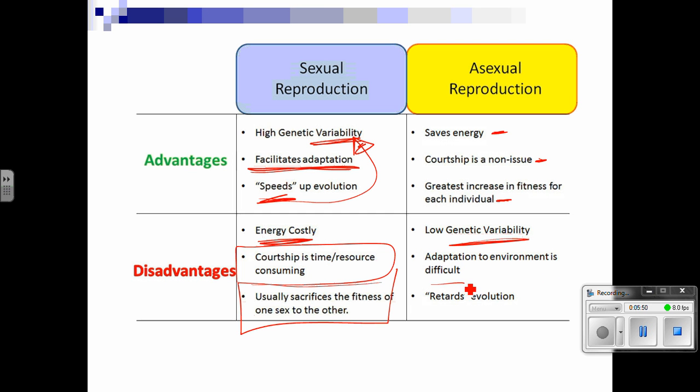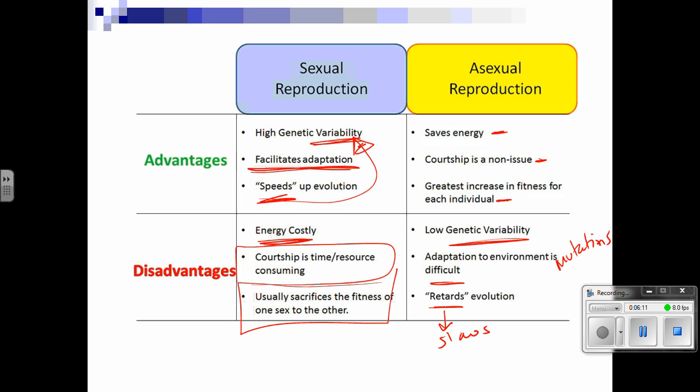Adaptation to the environment is difficult. It usually can occur through mutations, but aside from that, there's not much that's going to make them more varied. And that retards evolution, which basically means it slows it down. It makes it so that it doesn't happen as quickly.